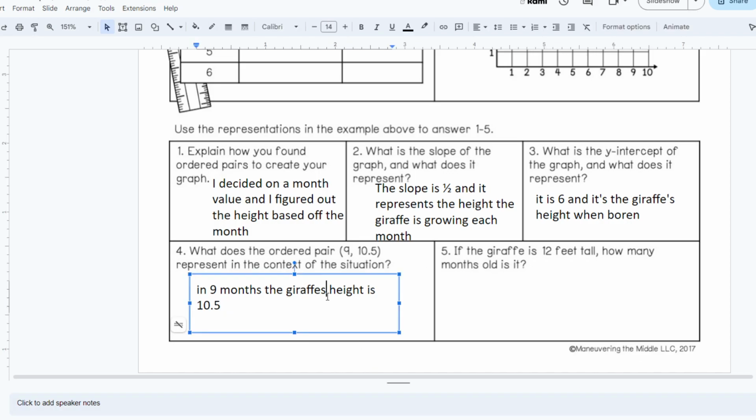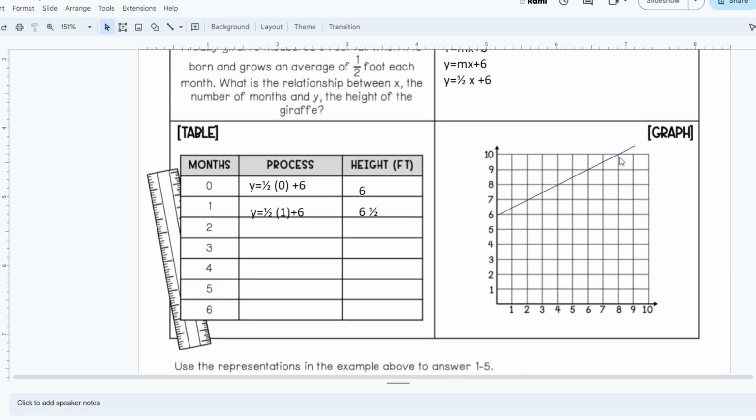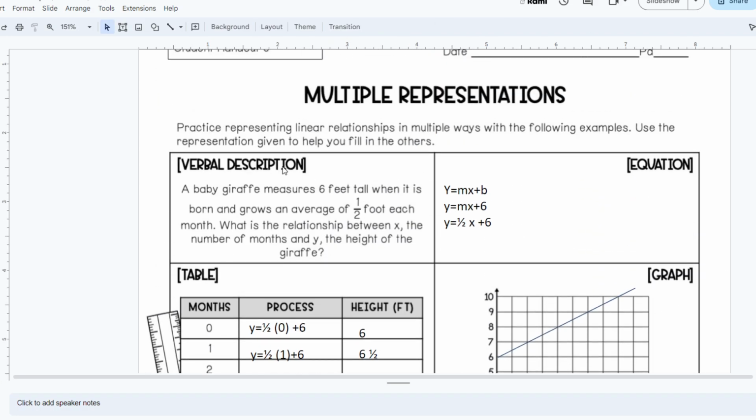So you can break these problems down into their simplest form. It does not have to be confusing. All you have to do is read, understand what it's telling you, and then make an equation out of it.